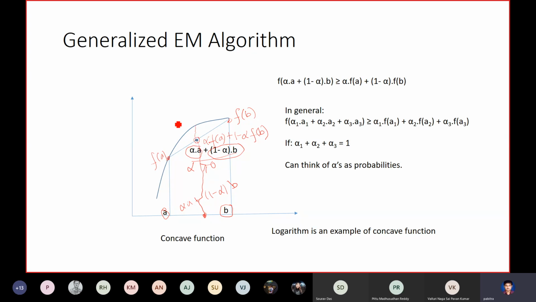Now what we do is look at f of alpha A plus 1 minus alpha B. If it is a concave function, it means for all values of alpha, this quantity will lie above this quantity. The line connecting 2 points will lie below or equal to the curve. So for any concave function, we have this property: f of alpha A plus 1 minus alpha B is greater than or equal to alpha times f(A) plus 1 minus alpha times f(B). I think you have heard about convex functions. This is just the reverse of a convex function. In fact, it's easy to show that if f(x) is concave, minus f(x) is convex.